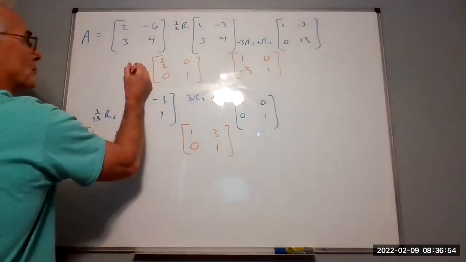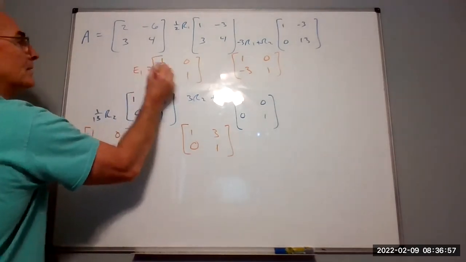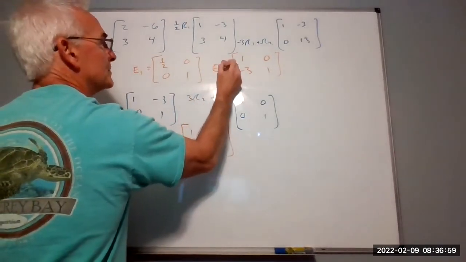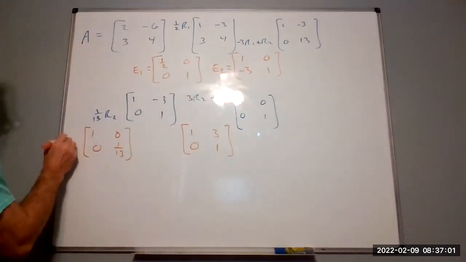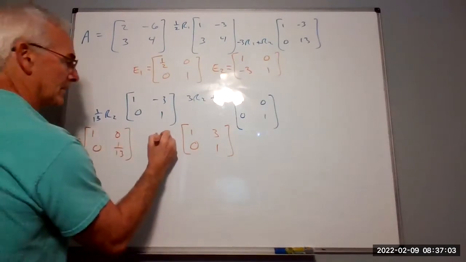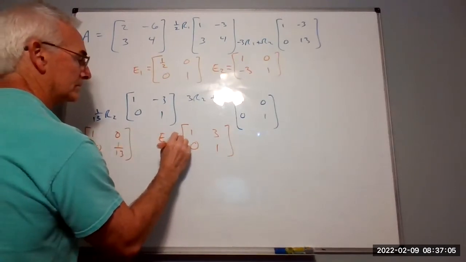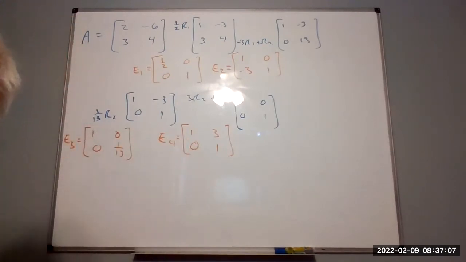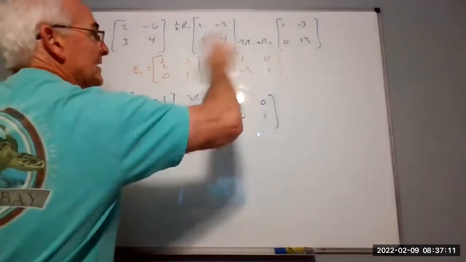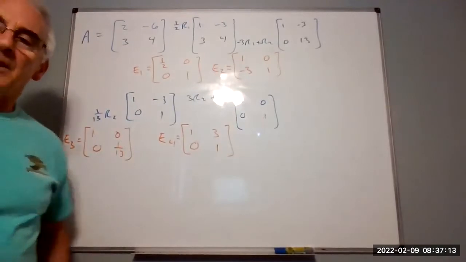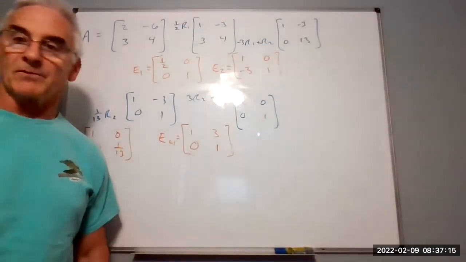I'm going to call this one E1. I'm going to call this one E2, E for elementary, E3, E4. Now, this is kind of an interesting thing that I'm going to do here. I did row operations. I'm claiming that I could do matrix multiplications instead of row operations.